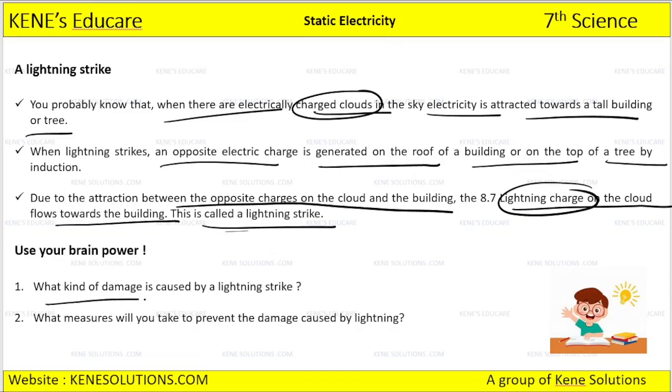Now, what kind of damage is caused by the lightning strike? What measures will you take to prevent damage caused by the lightning? तो यहाँ पे in general we can use the iron rod which runs throughout from the terrace to the ground that will absorb the excess of charge produced by anything and that will be directly given to the ground.